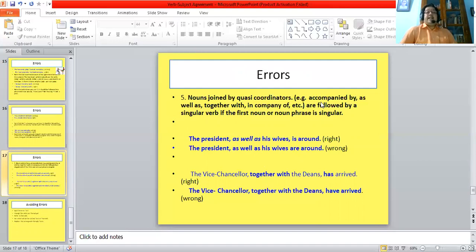What about another example? The vice chancellor, together with the deans, has arrived. This is the correct form. We cannot say the vice chancellor, together with the deans, have arrived. No. The vice chancellor is a singular subject. The dean is a singular subject. Now, two of them are connected by the connector "together with". Because they are connected like this, we have to use the singular form. They will not take the plural form of the verb. So "the vice chancellor together with the deans have arrived" is wrong.